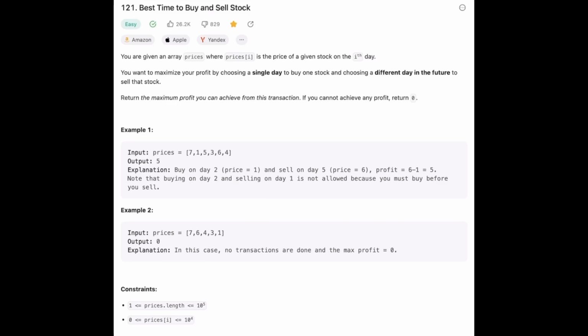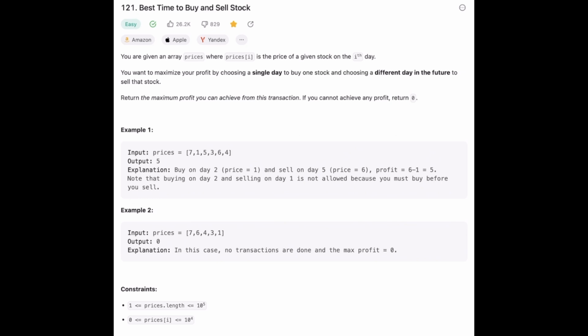Okay, so let's say we're given an array where every element in the array represents the price of a given stock at a particular day. And we're told here to return the maximum profit we can make if we bought on a single day and then sold on a different day in the future.